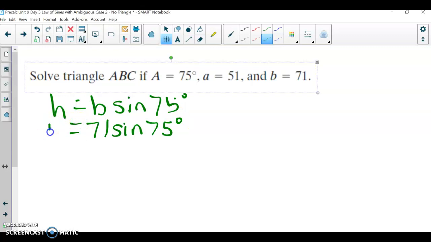Now I'm going to go to decimals. Remember, if you're using your own personal calculator, change the settings to degrees. Always change your settings to degrees, because if you don't, it is not going to give you the correct value. So I'm doing 71 sine 75. By the way, for those of you using a calculator, if you need help, just send me an email and I can let you know how to change your settings on your own personal calculator. So I have that h is 68.50.